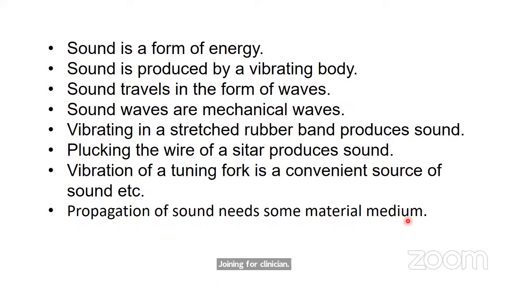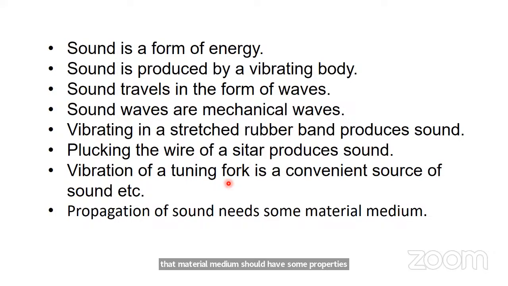Propagation of sound needs a certain medium. Propagation means sound is traveling from one place to another. To travel from one place to another, it should have some material medium, and that material should have elastic property. So for propagation of sound, from where the sound is produced to our ear, there should be a material medium, and that material medium should have some properties.